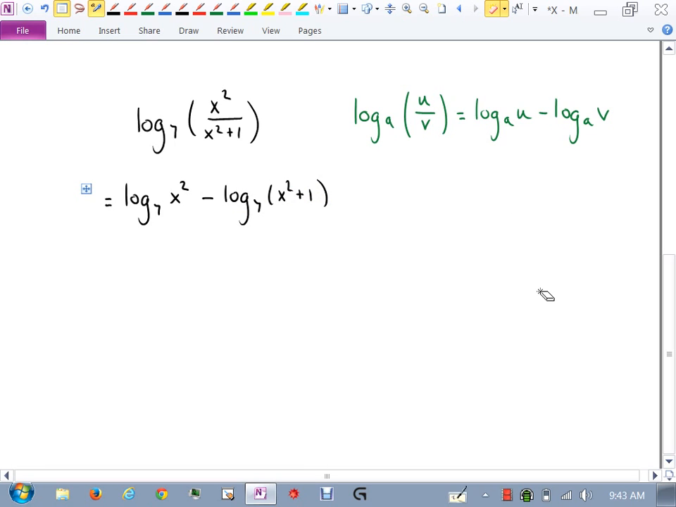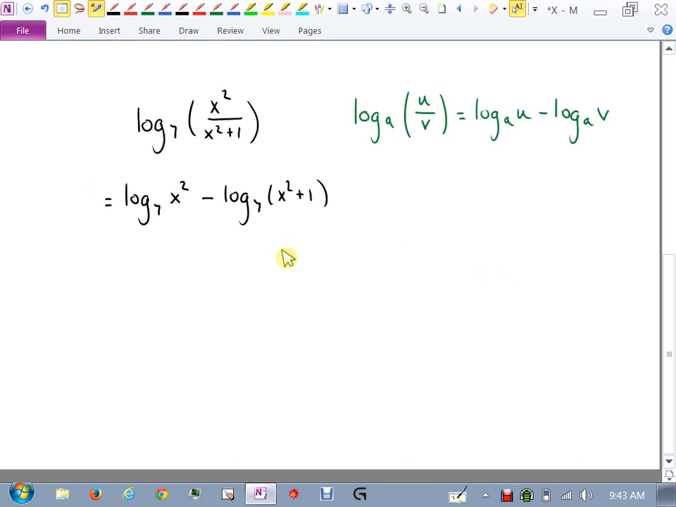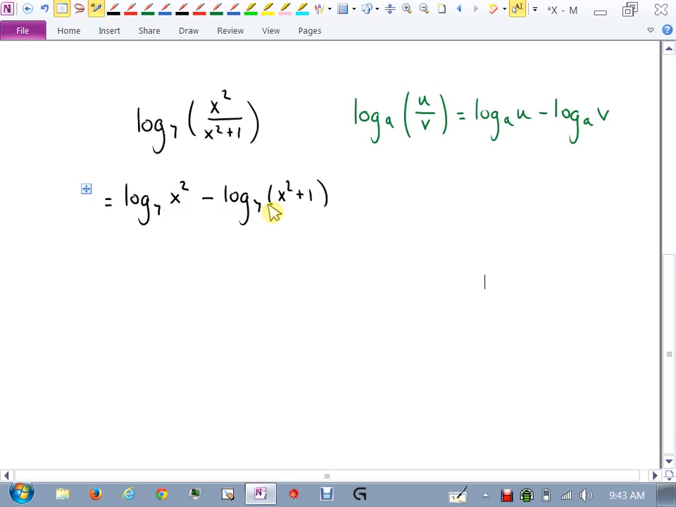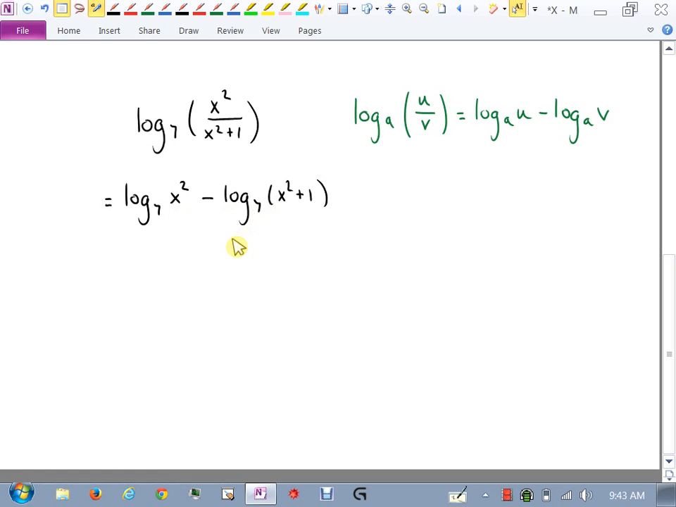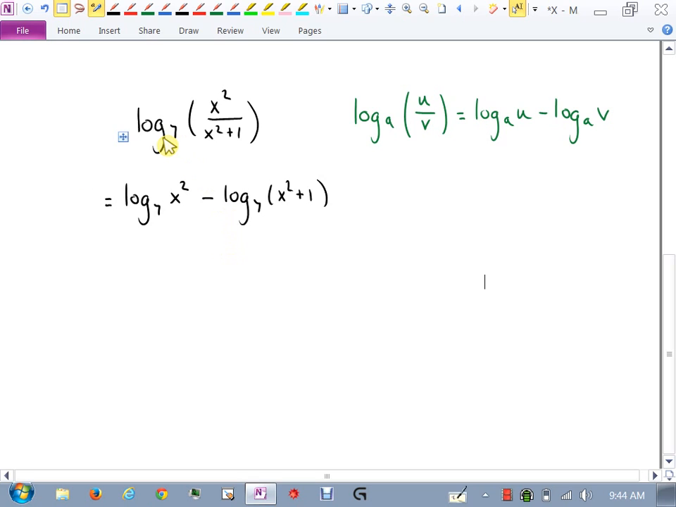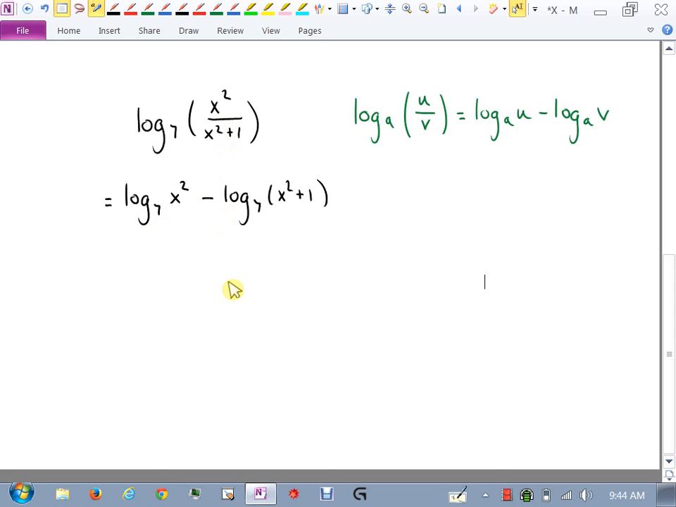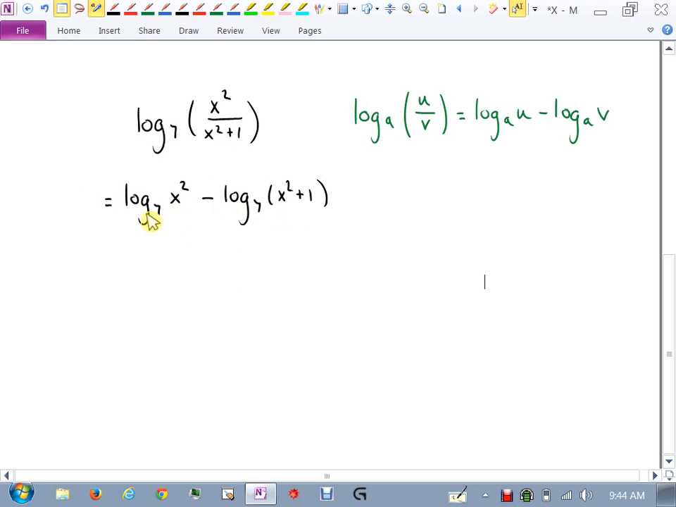That's a good question. Oh, I see what you're saying. No, because look at where it came from. This is the property. The property says the only way to go from one log to two logs is if you turn division into subtraction. So you can't go back now and turn subtraction back into a single log unless you turn it back into division. But what's nicer about this one is that I have two different terms and I can differentiate each one separately.